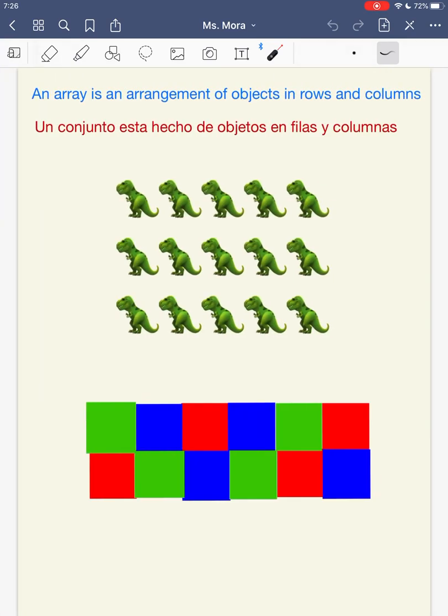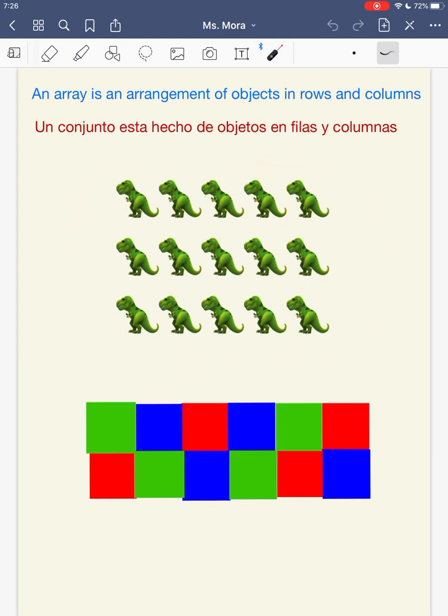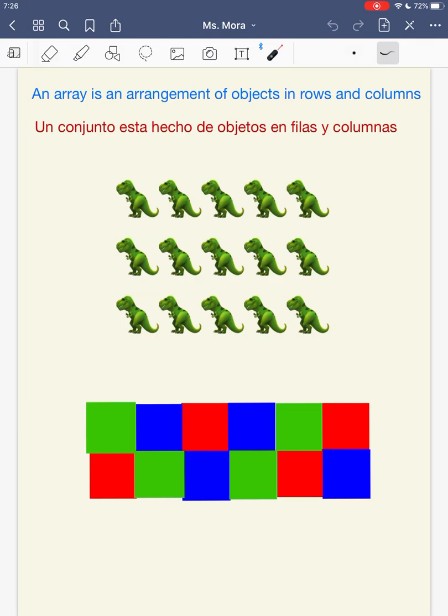So guys, we've been reviewing this for over a week now. An array is an arrangement of objects in rows and columns. So if you look at my top array with the dinosaurs, you can see the rows, 3 rows, and you can see the columns. There are 1, 2, 3, 4, 5.